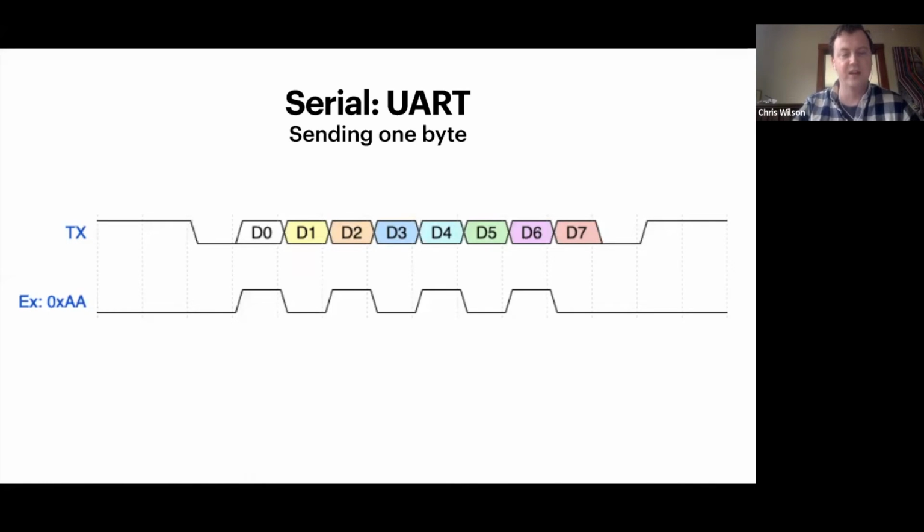And the other thing to notice is because there's no clock, both sides have to agree ahead of time how many bits per second you're going to send. So if you've ever seen Telnet or things like that, where they are saying like 9600 BPS, this is where you have to specify that. It's a very common protocol just because it's very simple.